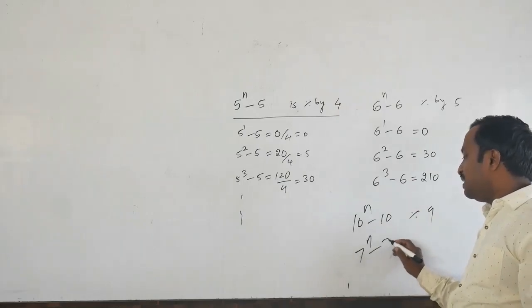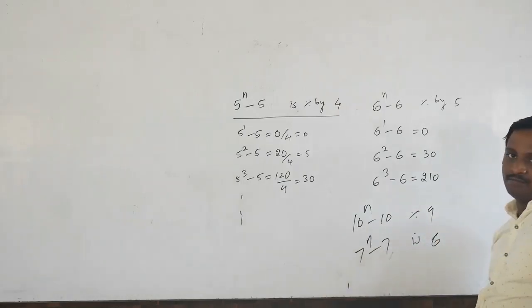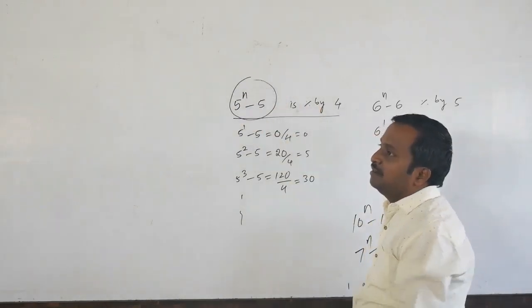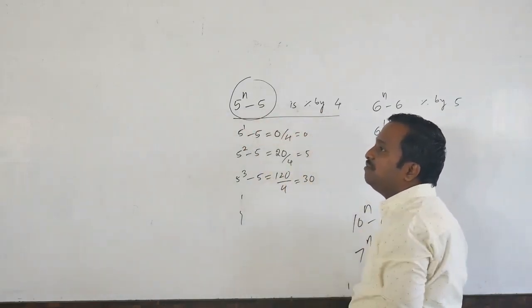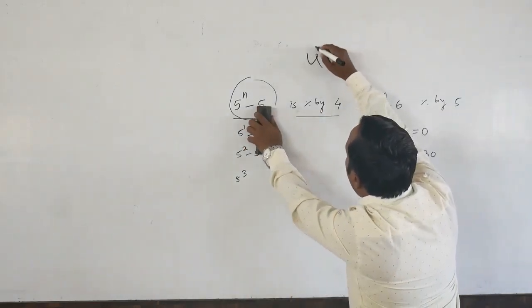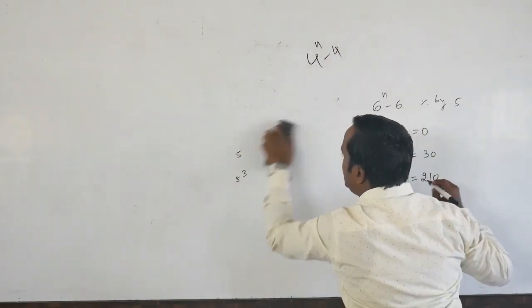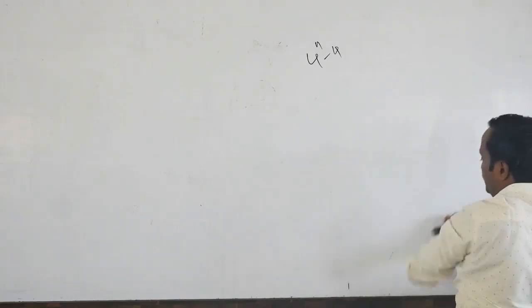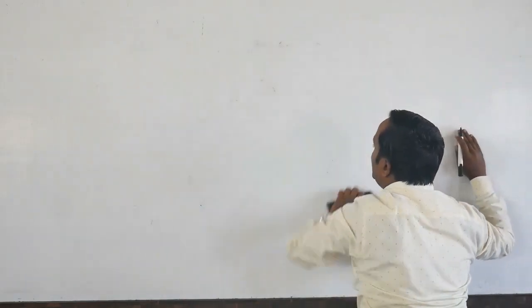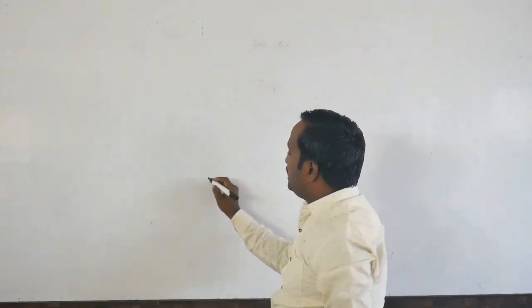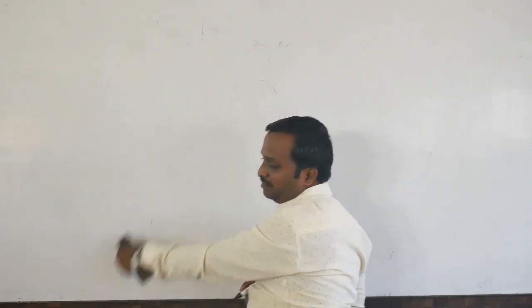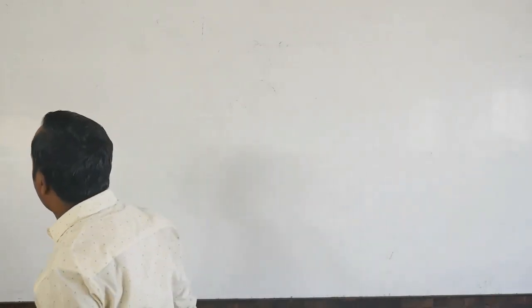7 raised to n minus 7 is always divisible by 6. 5 raised to n minus 5 is always divisible by 4. 4 raised to n minus 4 is always divisible by 3, for n a natural number. Suppose it is 16 raised to n minus 16, it is divisible by 15 always for any natural number. Now finally, the next question we will solve.